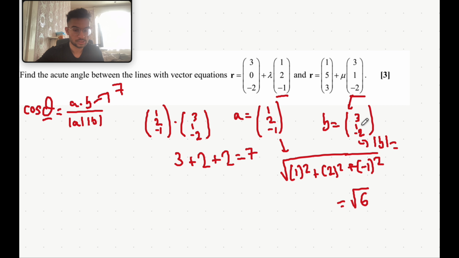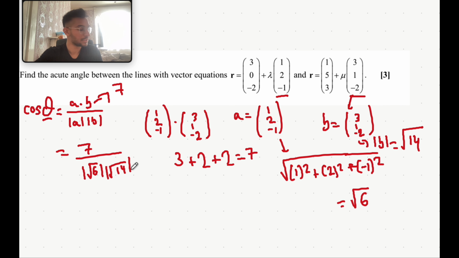The square root of 3 squared plus 1 squared plus minus 2 all squared, and I'd recommend you put in a bracket just like we did here. Just for the sake of time, I'll let you know that that'll be root 14, and we can now substitute that into this expression. So I said the numerator of the fraction is just 7, so that's 7 divided by root 6 multiplied by root 14.